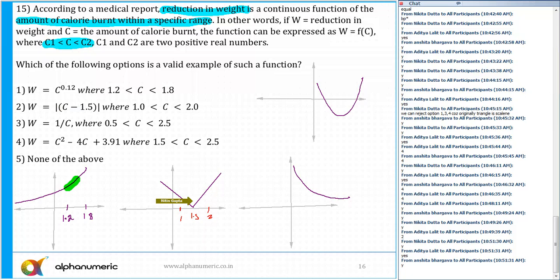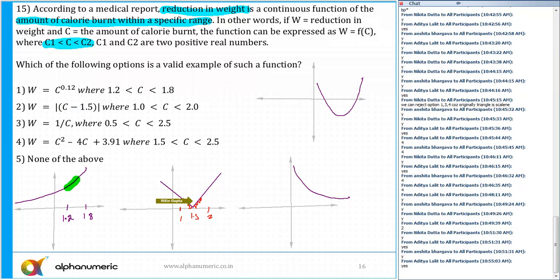So tell me, 1 to 2, is it a continuous function? No, it's decreasing and then increasing. Yes or no? Y is equal to 1 by c also not satisfying. And the quadratic equation will also not satisfy. This range will be something like this. Because it says it is a continuous function of the amount of calorie burnt within a specific range, so it will keep on increasing here. As the calorie burnt keeps on increasing, the weight loss will also increase. So that is happening only in the first one. That's why the correct answer is option 1.